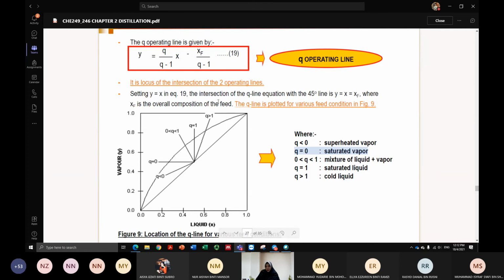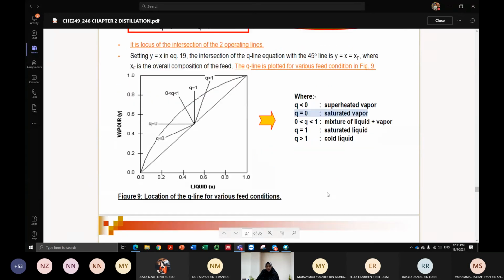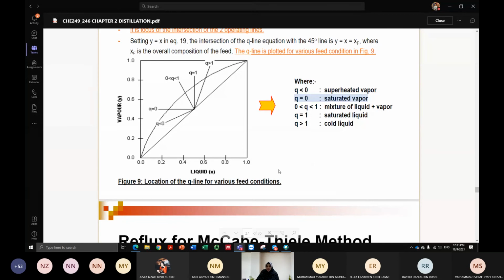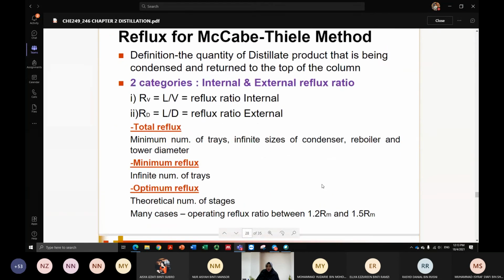Same method as what you have for the enriching operating line. So let's say what you get is maybe more than 1. You just take that point, the y-intercept, and then connect it to the intersection that you have known already. If you have the y-intercept equal to 0.8, you just take 0.8 here and draw the straight line until it meets XF at the 45-degree line. Basically this is what you have to do.